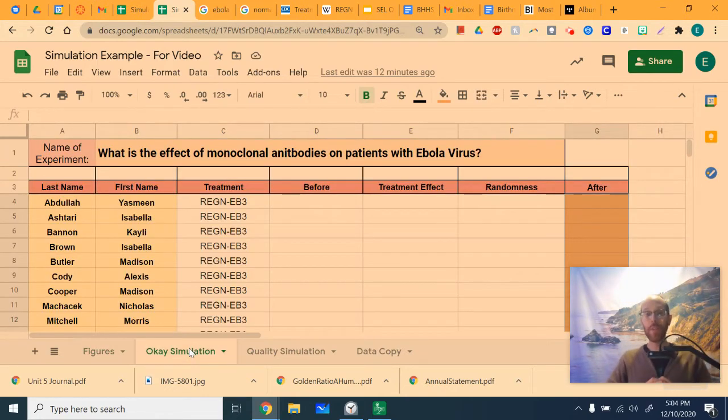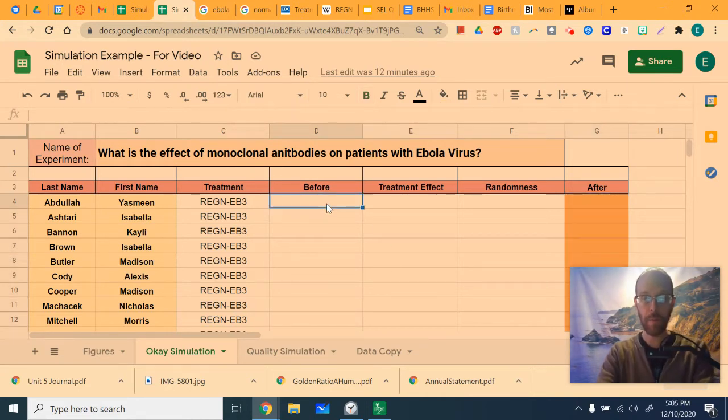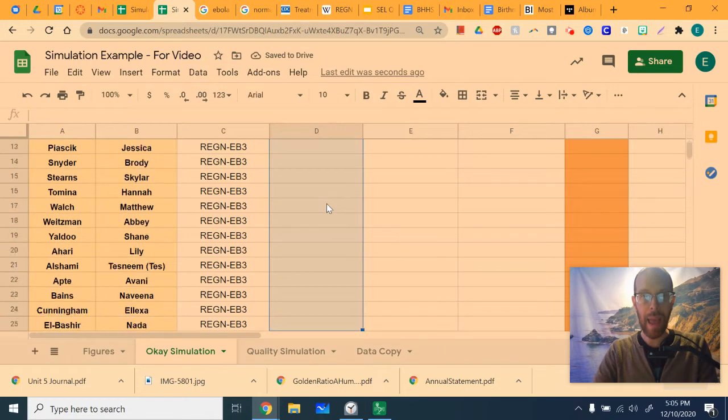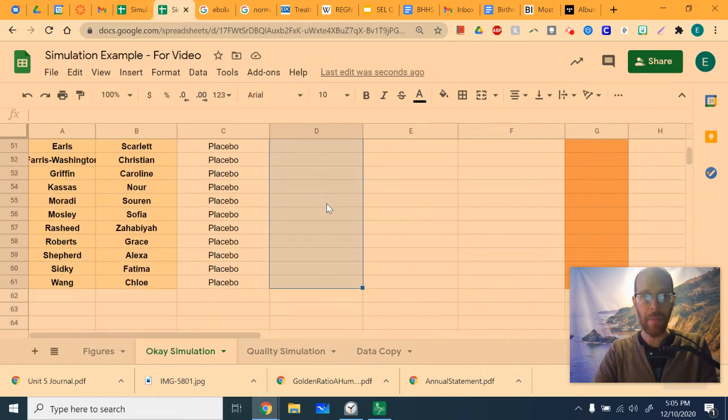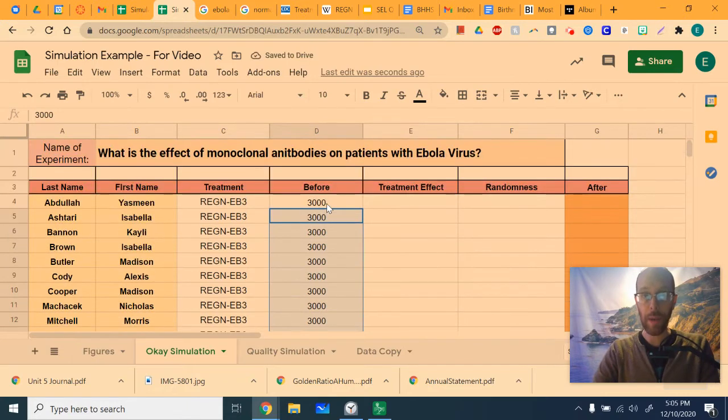Now let me show you the simulations. I'm going to show you first an OK simulation, and then a quality simulation. So an OK simulation would look like this. For the before, we had decided that the mean was 3,000. So I'm going to make everybody have a white blood cell count of 3,000. Every single person in the study.